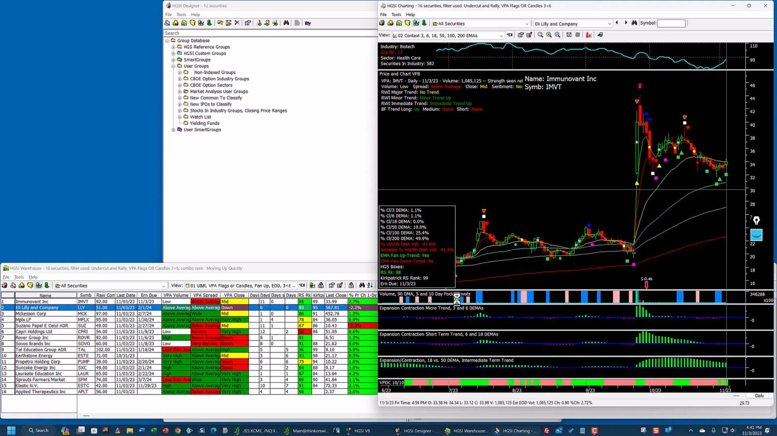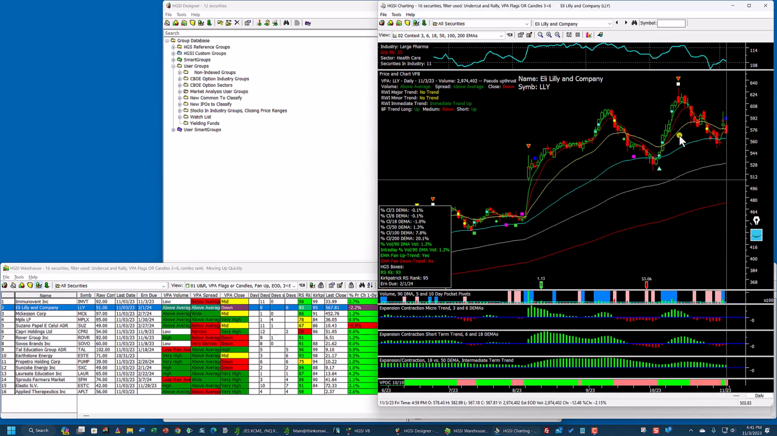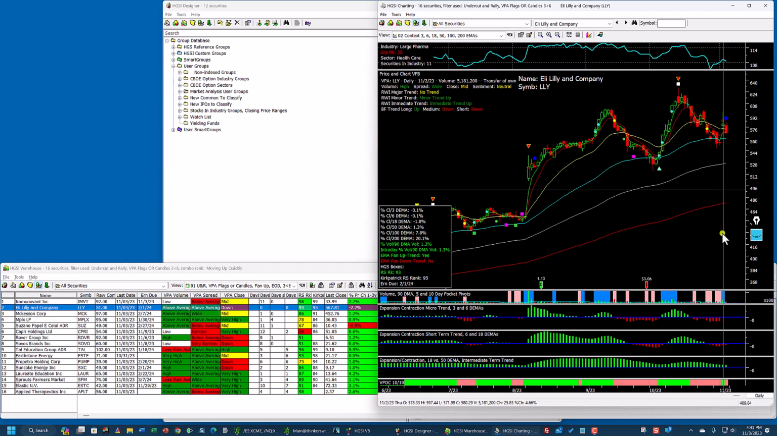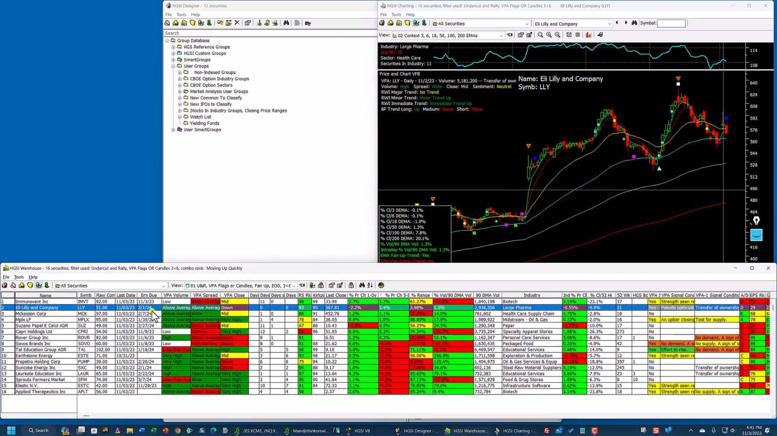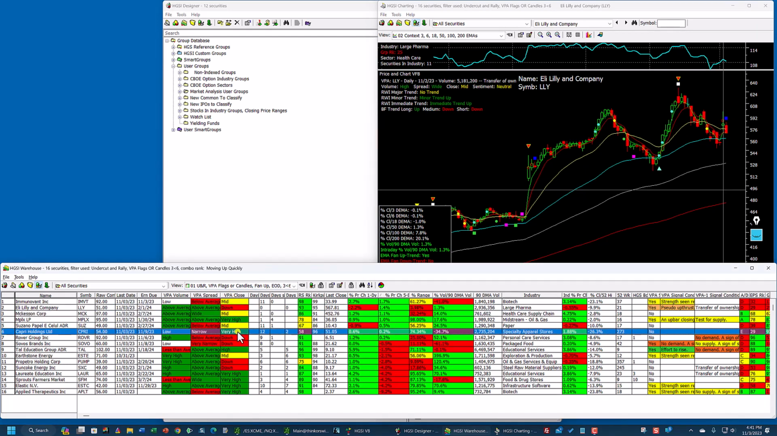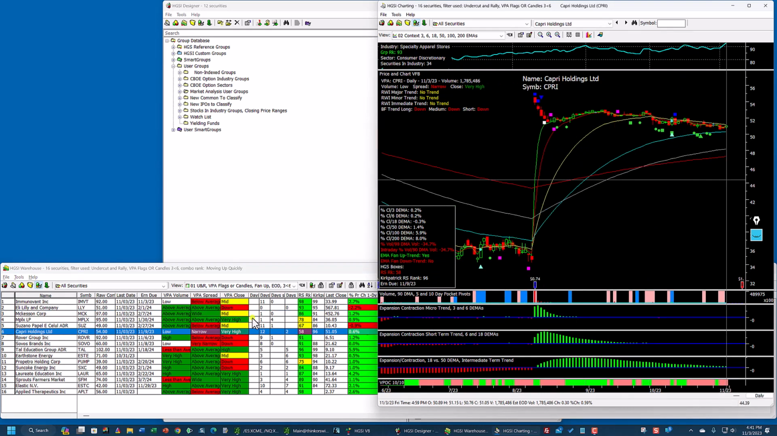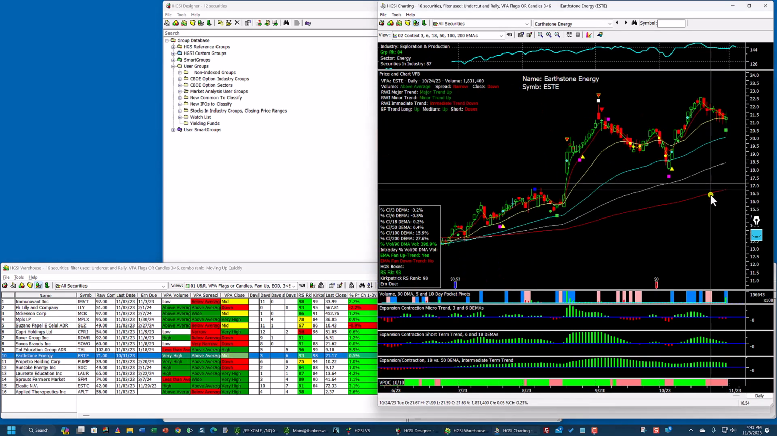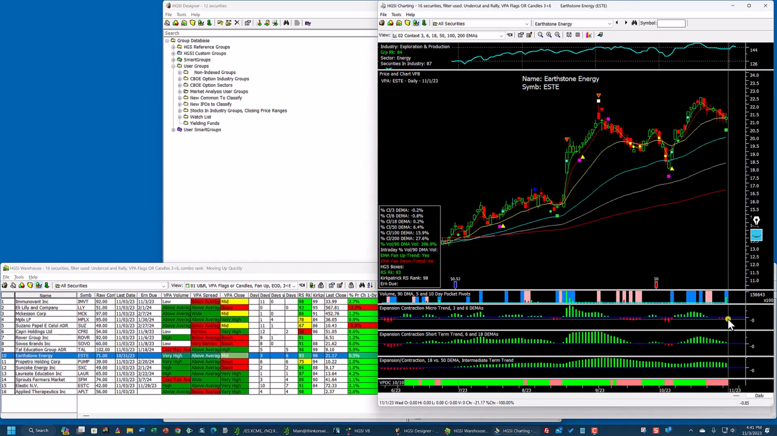Here's Lilly. You can see that the 3 is still below the 6. If you look down here, it tried to go, but it pulled back today. But if you look at these stocks, these have not broken out yet. Yeah, that's probably a buyout. Let's look at Earthstone Energy. You can see that it's still negative on the 3, and the VPOC is negative 2, but these are stocks that are not extended, and it's a good place to look.